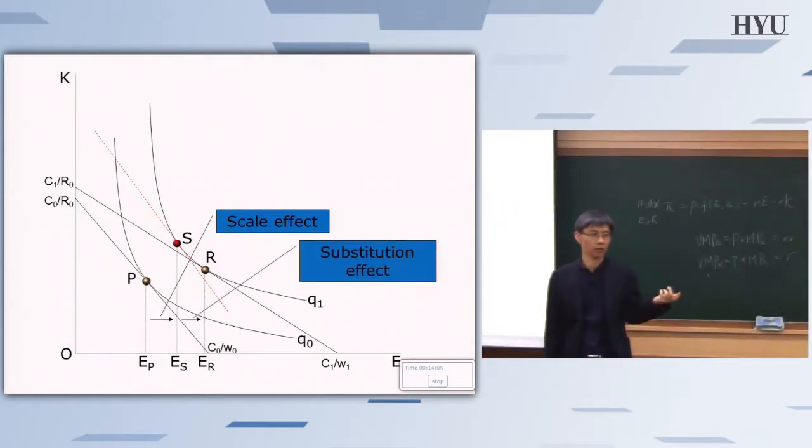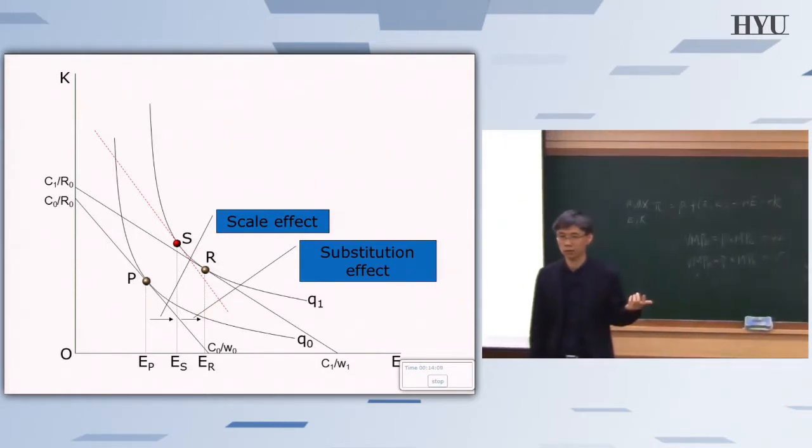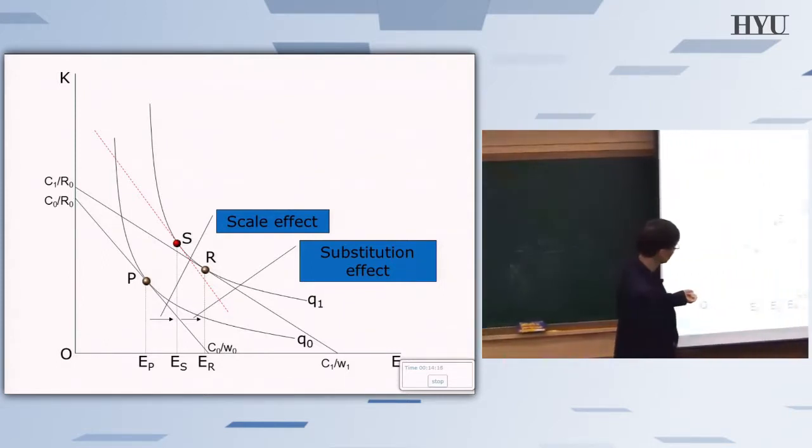Okay? So as you can see, that in the conditional labor demand, there is only substitution effect. Okay? Here we have scale and substitution effect. Okay, questions?